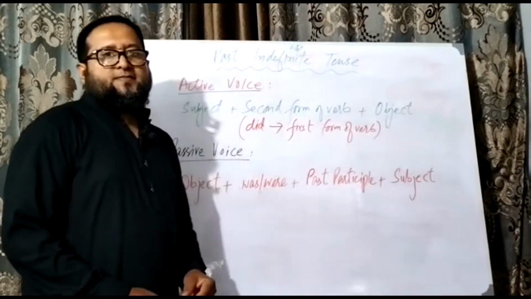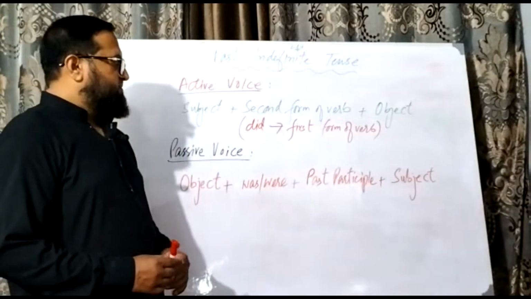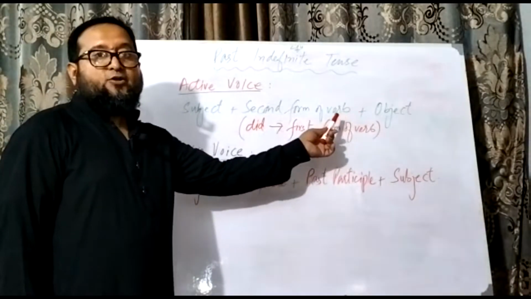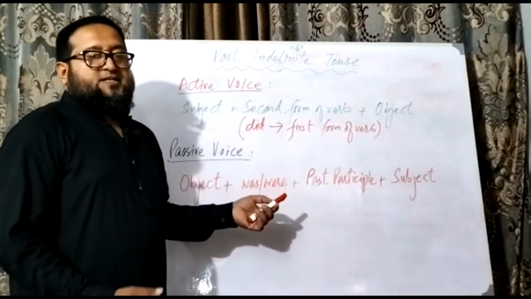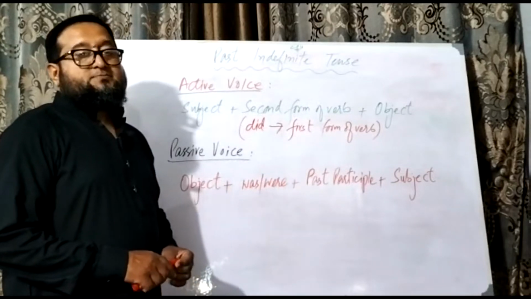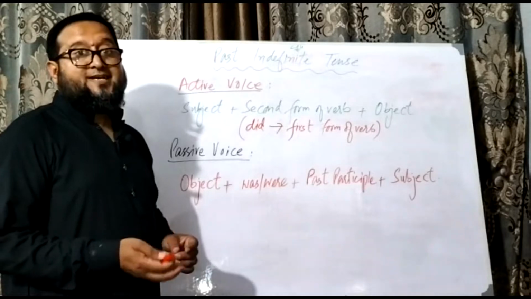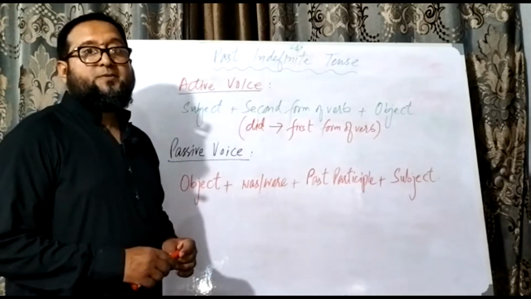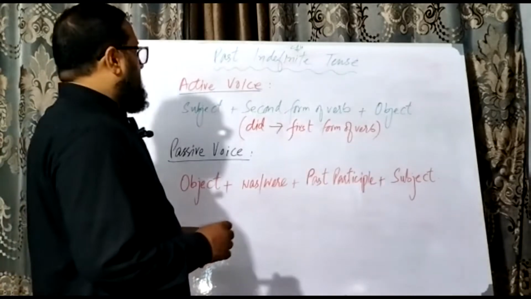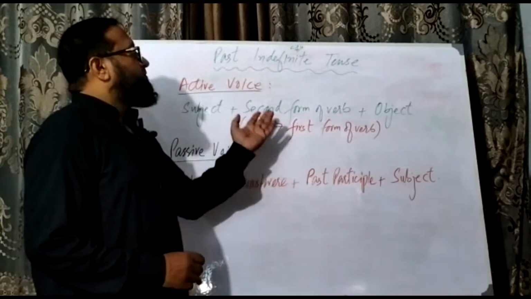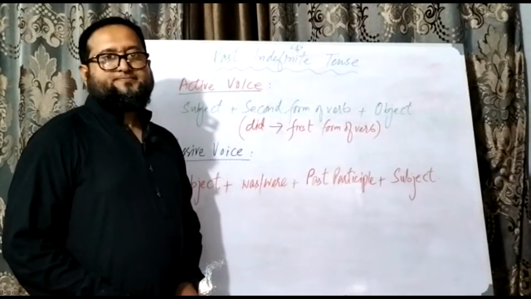And we already know how the subject and object are formed. There must be an object, or we add an object if there is not an object in a simple sentence. But there are some sentences in which no object exists. In this case, we do not make use of passive voice. Alright, this is the simple structure of active voice and passive voice of past indefinite tense.